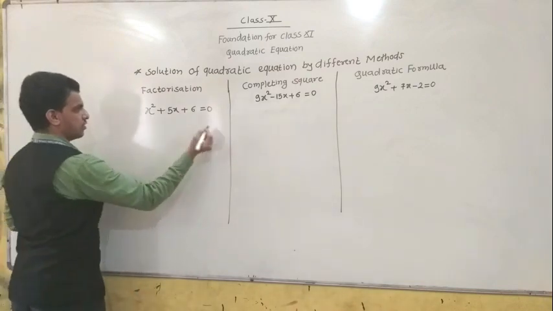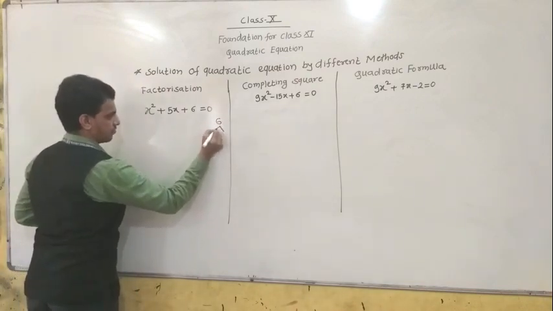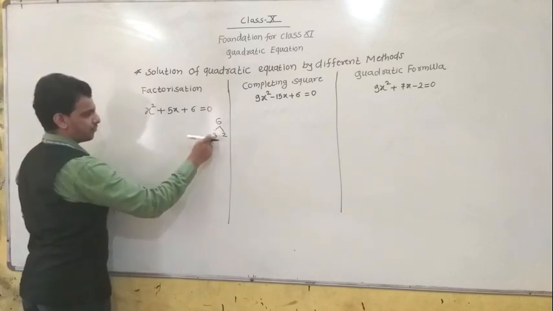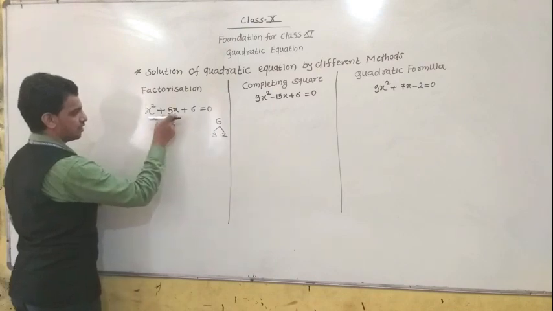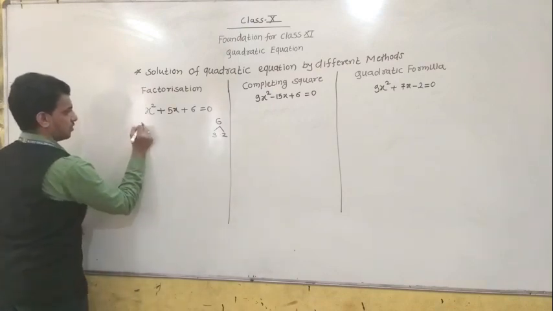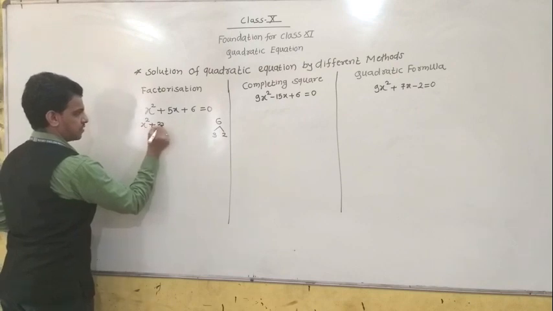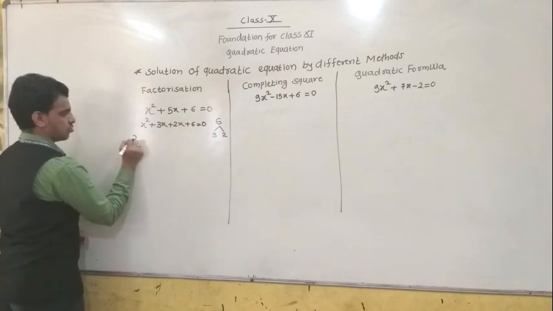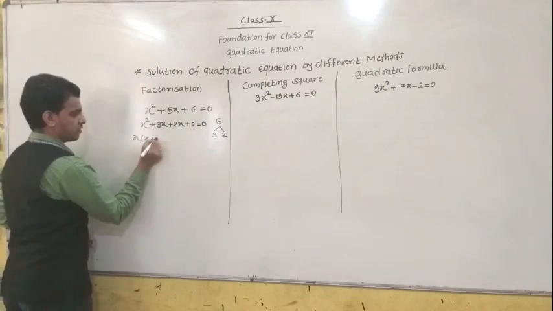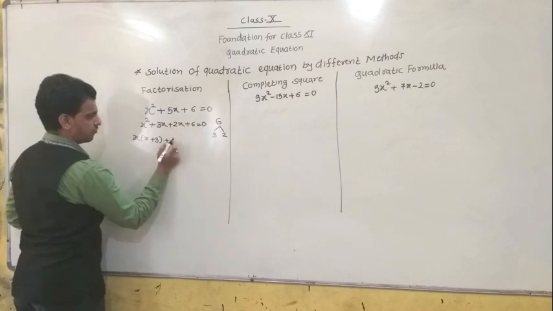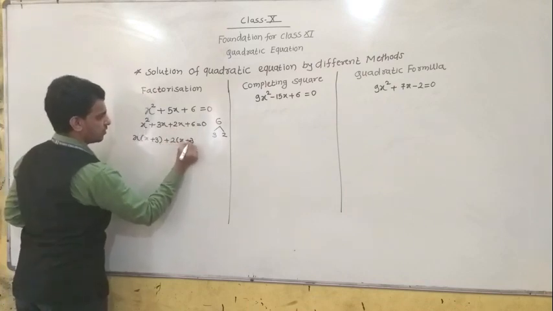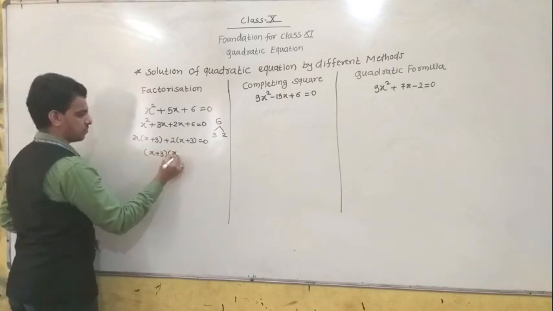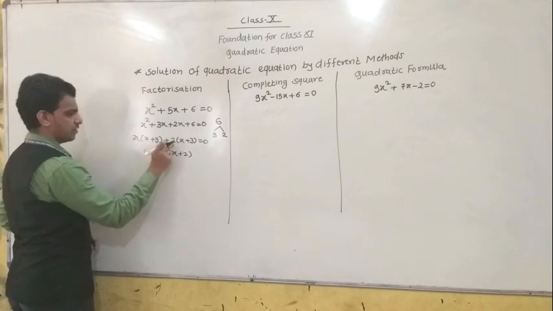Okay, so here factors of 6, we will get 3 and 2. So 3 2s are 6, and if we add 3 and 2, we will get middle term 5. So x square plus 3x plus 2x plus 6 is equal to 0. So if we take x common, x plus 3, from this if we take 2 common, x plus 3. So again if we take x plus 3 common, x plus 3 into x plus 2. So here x remains, here 2 remains.